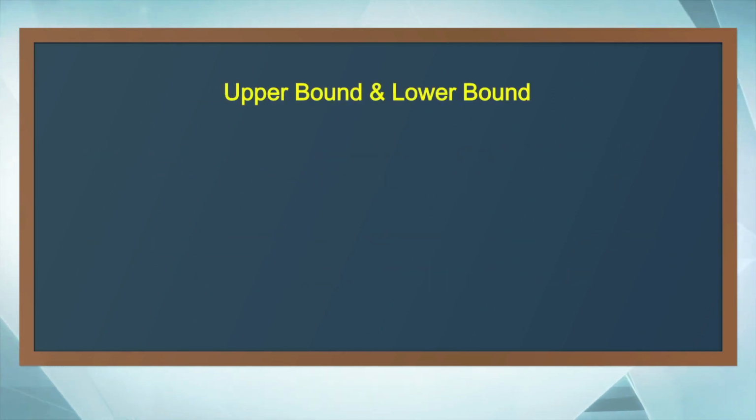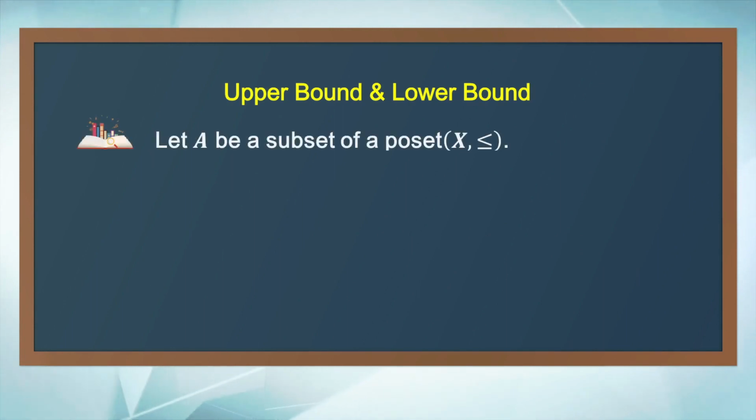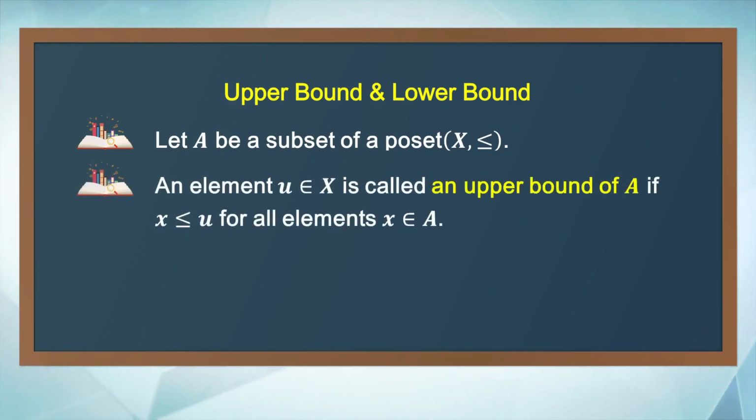Next, the definitions of upper bound and lower bound. Let A be a subset of a poset. Sometimes it is possible to find an element that is greater than or equal to all the elements in set A. An element U is called an upper bound of A if X is less than or equal to U for all elements X in A.